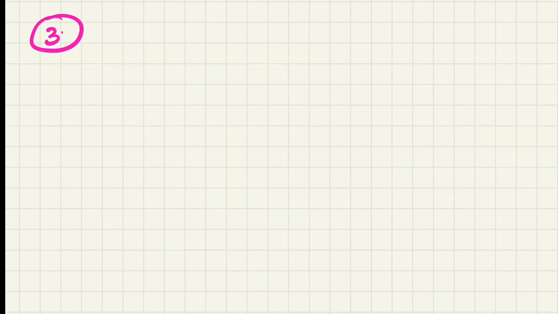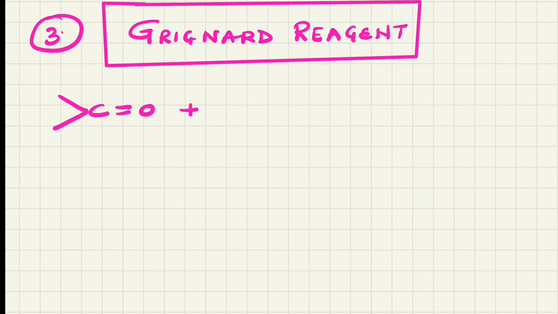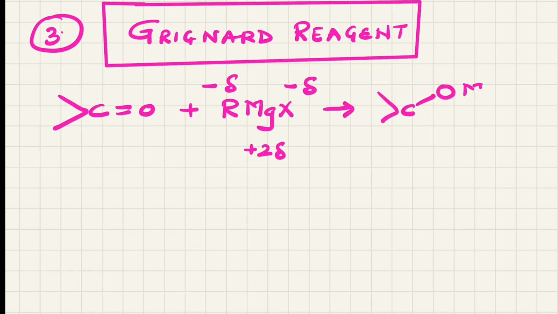Third is Grignard reagent. Addition with Grignard. We've already done this in the chapter of alcohol. When we take aldehyde and ketone and we treat it with Grignard reagent, in Grignard we know that X gets a partial negative, Mg gets a partial positive charge. So the addition will be: O gets the positive part MgX, C will get the negative part R. This is the addition product we get.